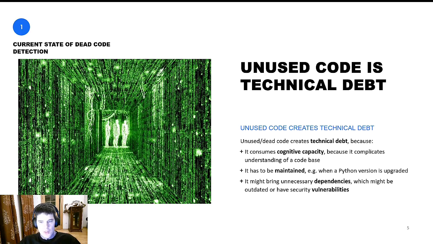Unused code has to be maintained as well. For example, when a dependency or Python version gets upgraded, unused code has to be updated as well. In addition, unused code might bring in unnecessary dependencies that might be outdated or have security vulnerabilities. So unused code is like those bad guys from the movie Matrix that are waiting to cause you trouble.